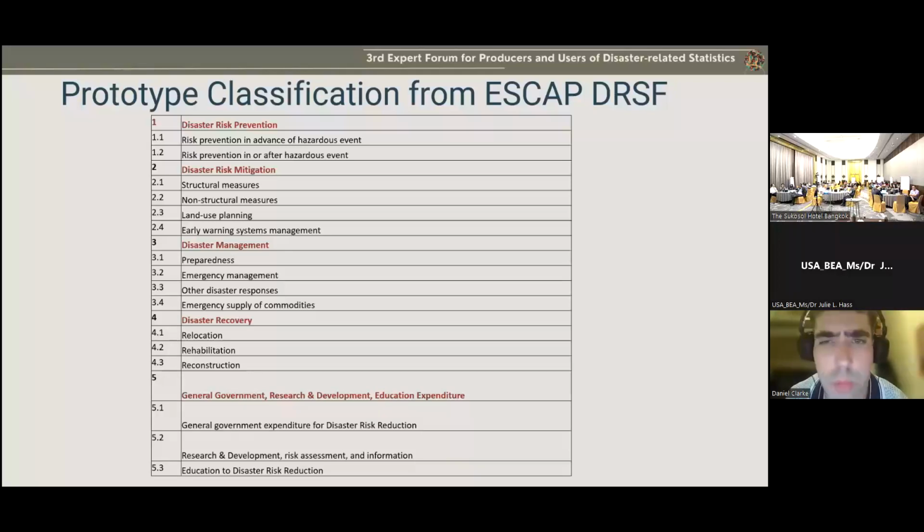And there is an example of this from this particular topic and the development of a prototype classification for DRR expenditure, which is shown on the slide there, for the case of the reconstruction costs, which is on the screen there. And also related to that, and this is an important aspect of the Sendai framework, the so-called building back better.